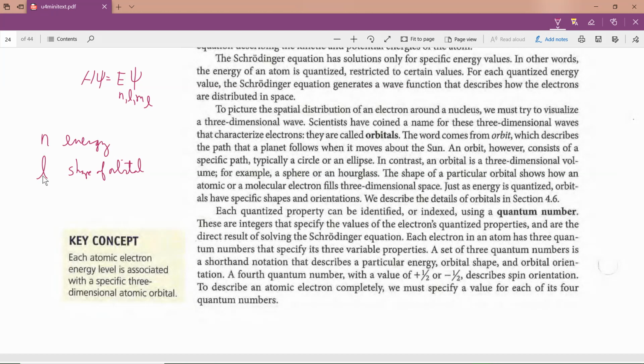L is called the angular momentum quantum number, sometimes called the azimuthal quantum number, and it gives you the shape of the orbital. m sub L is called the magnetic quantum number, and it gives you the orientation. And m sub S is called the spin quantum number. It tells you if the electrons spin up or spin down. Okay, so the solutions are called orbitals, and the orbitals have different energies and different shapes, depending on what they are.